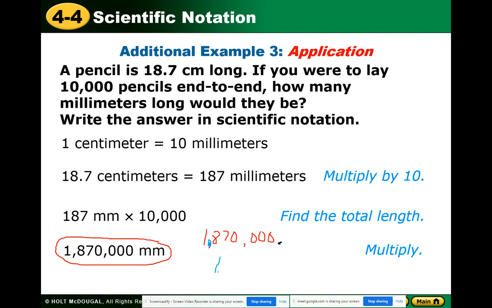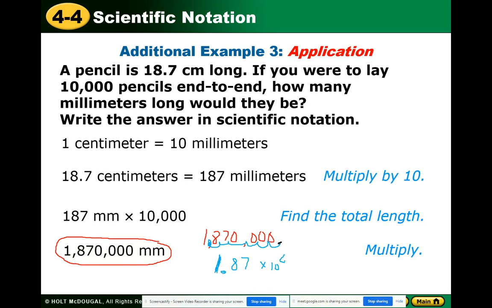So I would have 1.8. I need to write the 7. Do I need to write these other zeros that are out there then, Michaela? No, because they don't matter anymore because they're behind the decimal. Times 10. Oh, what did I forget to do? I forgot to go 1, 2, 3, 4, 5, 6. Okay. 10 to the what power, Michaela?